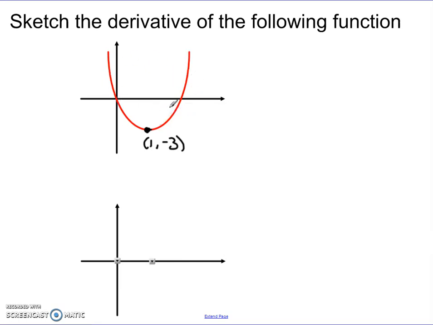So I've got this function here. First thing we need to do is identify what kind of function it is. Well, this one here, it's a quadratic. Just by looking at it, I can tell it's a quadratic function there. Now I've got a stationary point on my quadratic at 1, -3.